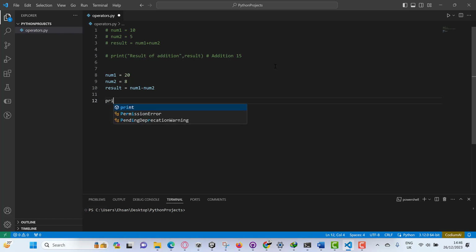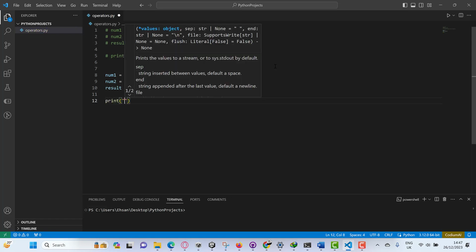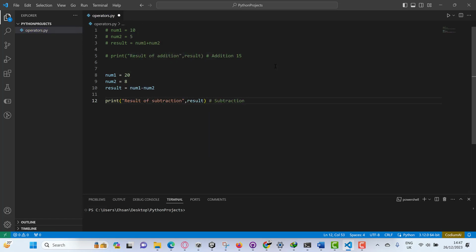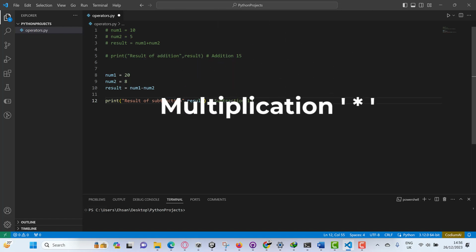Now let's print result of subtraction and concatenate result. As you know, the output will be 12. The next one is the multiplication operator. It is used for, you guessed it, multiplication.